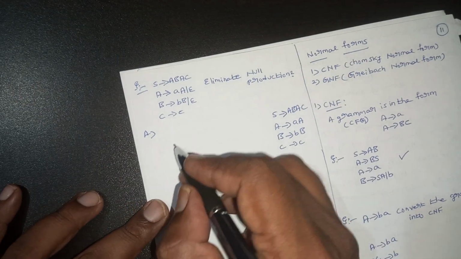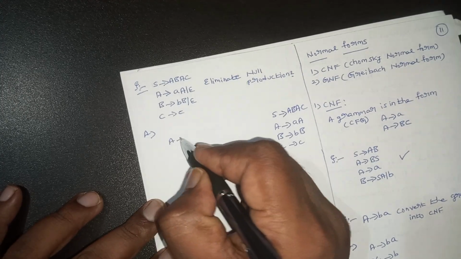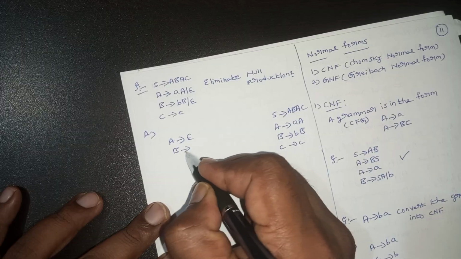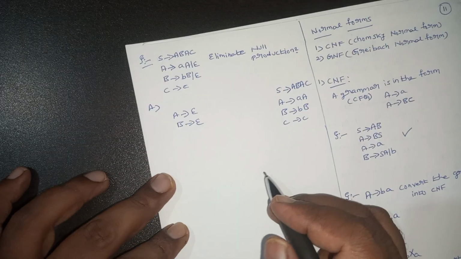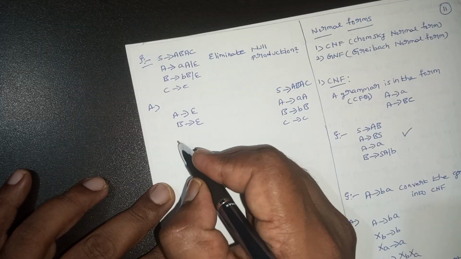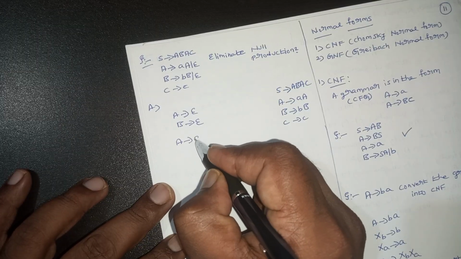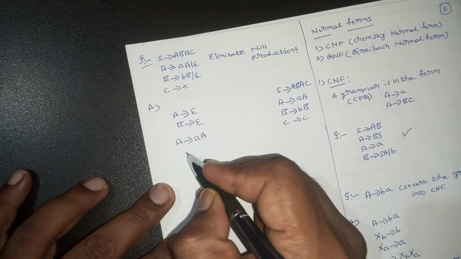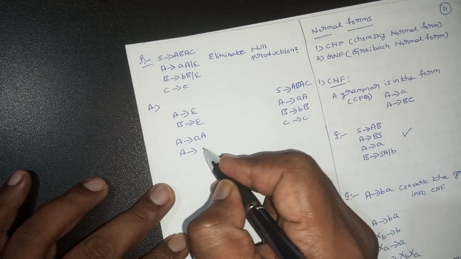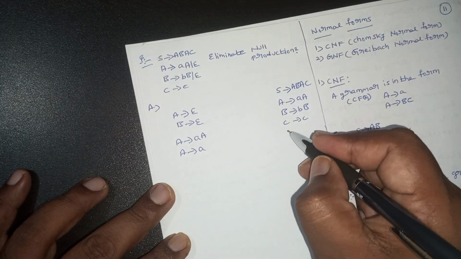Now you write A tends to epsilon, B tends to epsilon. Now what you do, you replace wherever A appears, writing all possibilities. First I am writing A tends to aA, and in the place of A I am writing epsilon. This will be the answer.